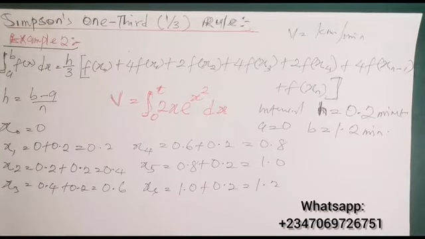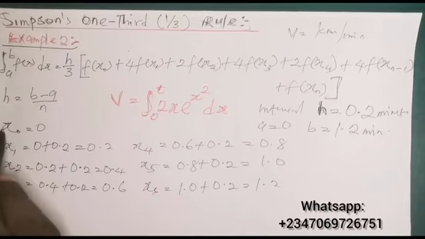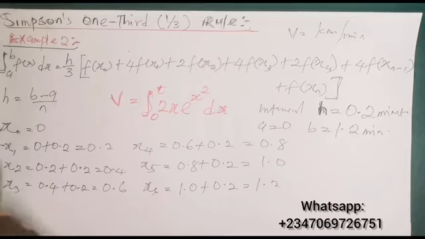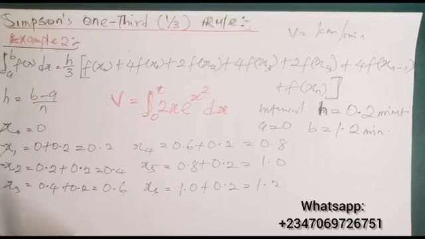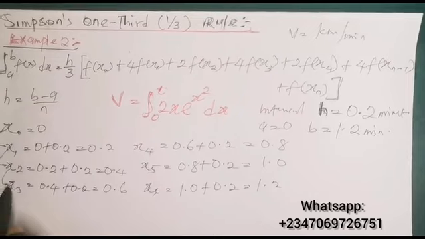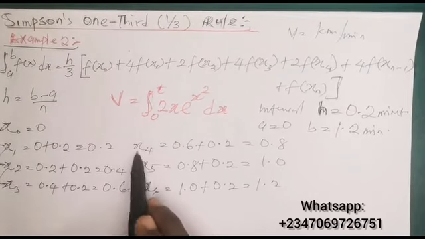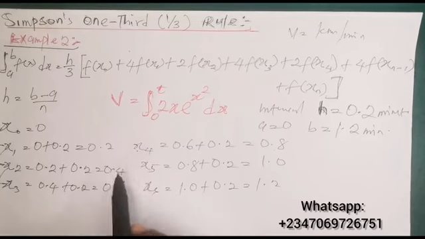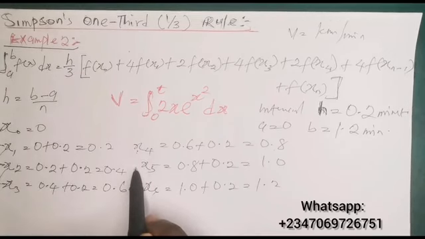So now let's find how many intervals we have. From x0 to x1, this is the first interval. From x1 to x2, second interval. From x2 to x3, third interval. From x3 to x4, fourth interval. From x4 to x5, that's the fifth interval.